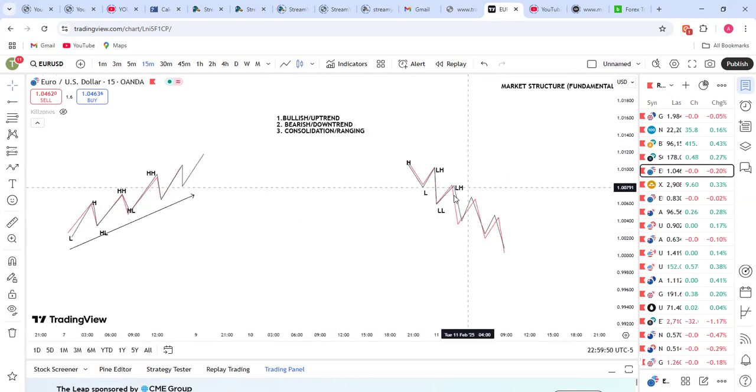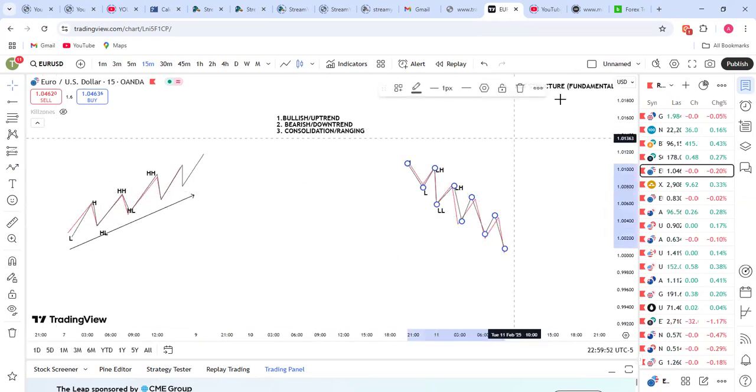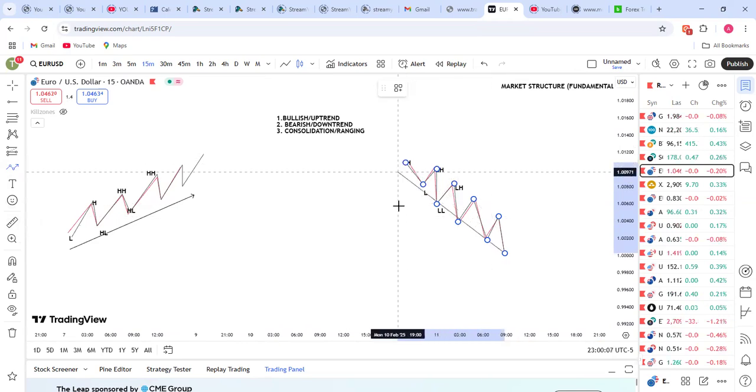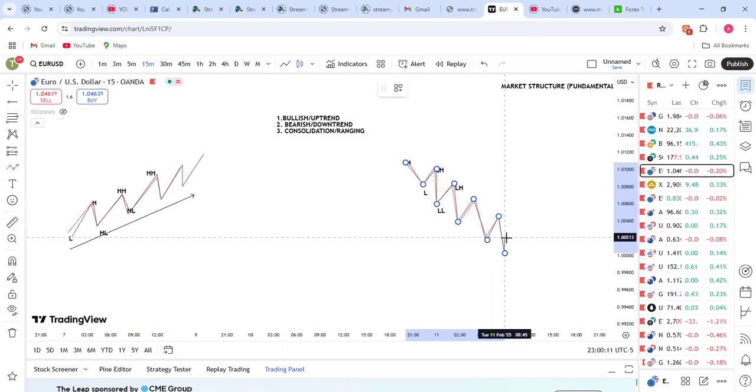You see, the market has been giving us this series of lower high, lower low, lower high, lower low, lower high, lower low. This is what the market has been doing previously. We have seen this in the past. And then currently we see the market come somewhere here.